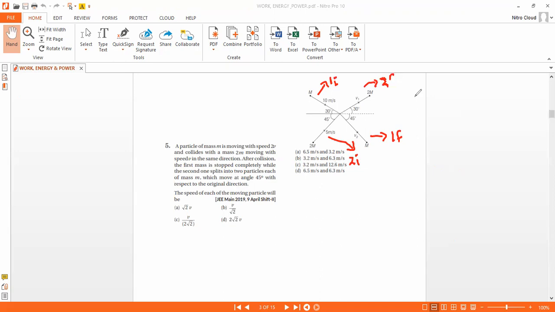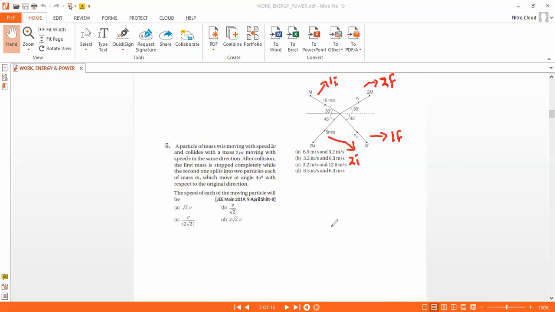That means in JEE Mains or JEE Advanced, after reading the question, if the question has a diagram, you need to understand the diagram thoroughly.